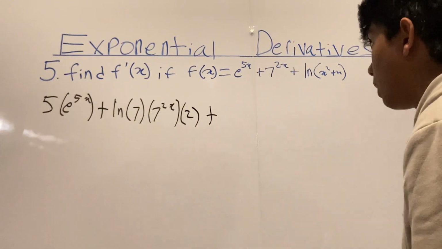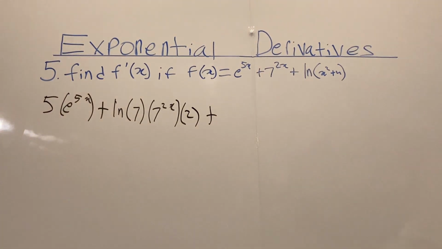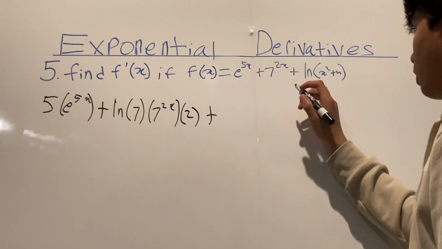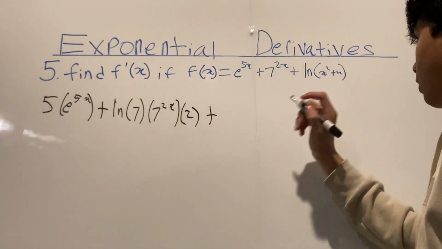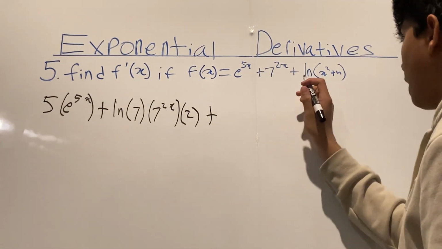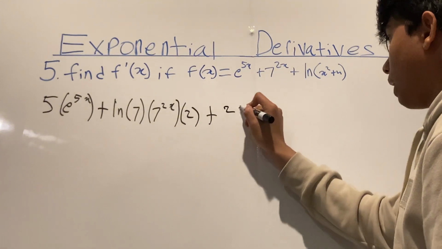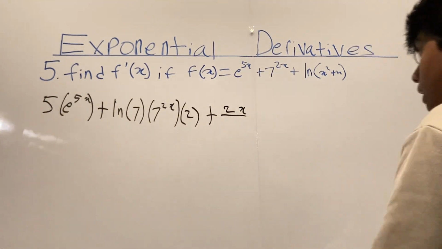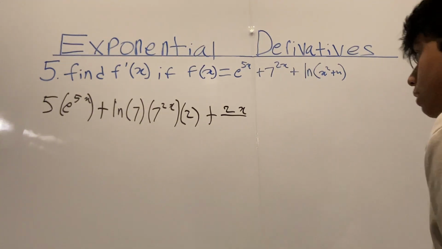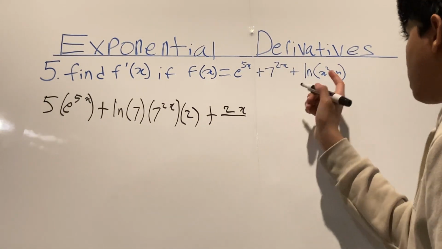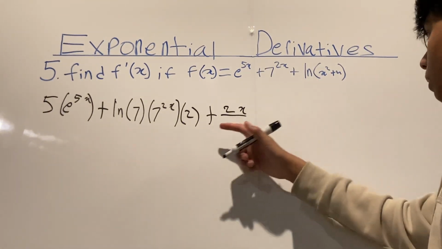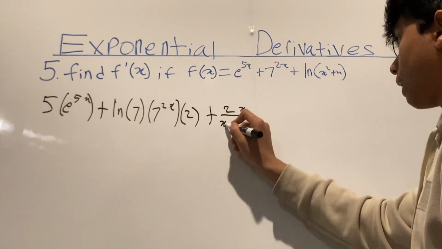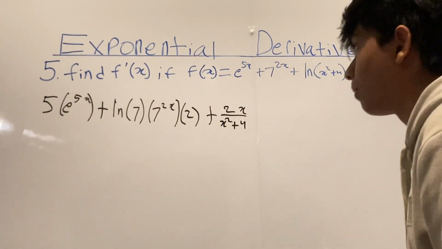Now for the last one, we have ln of (x squared plus 4). The derivative of ln x is just 1 over x, and then we multiply it by the derivative of the inner function. The derivative of the inner function, x squared plus 4, is 2x, and this is being multiplied by 1 over x, where x here is x squared plus 4. So we divide by the original inner function, x squared plus 4.